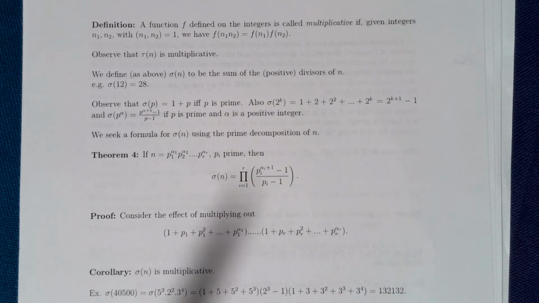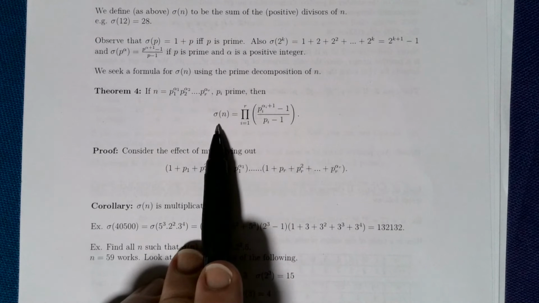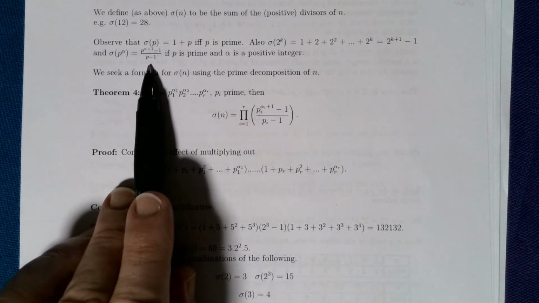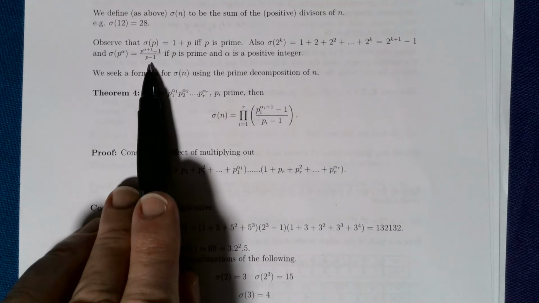We'd like a general formula in terms of the prime factorization of n, as we saw before, and the formula for sigma of n looks like this. It's exactly what we had here, except what you do is you take each of the primes in here, you calculate this quantity, and then you multiply them all together.